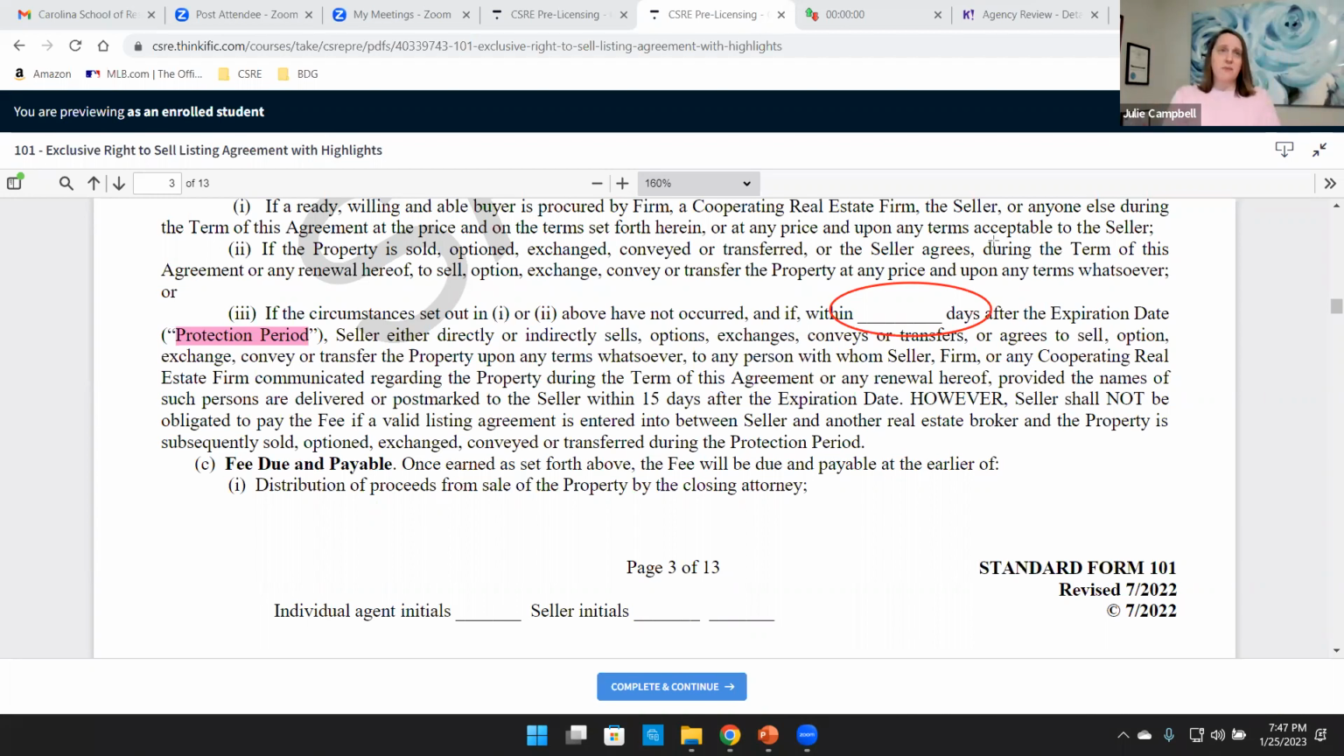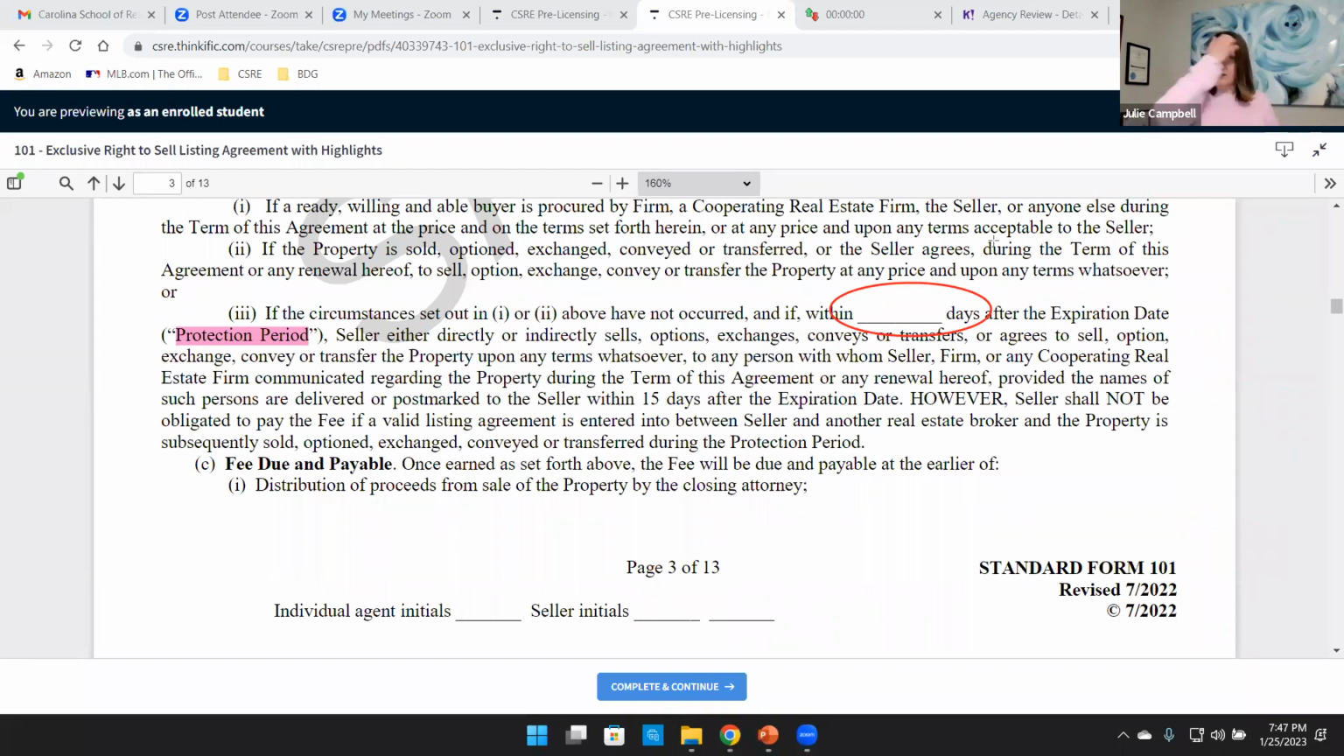But if you put X amount of days in here and you tell the seller, I know for a fact that the Joneses are considering this, they're thinking really hard about it. If the Joneses make an offer within X amount of days and they close, I may still be entitled to a commission. Isn't that kind of cool? Again, it's about protecting the firm, protecting their commission.